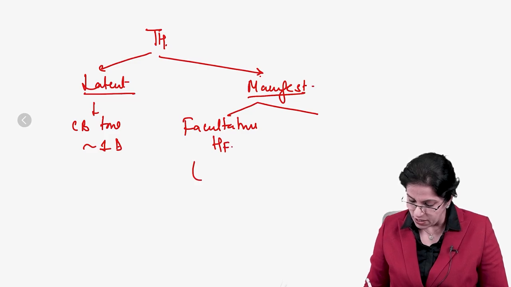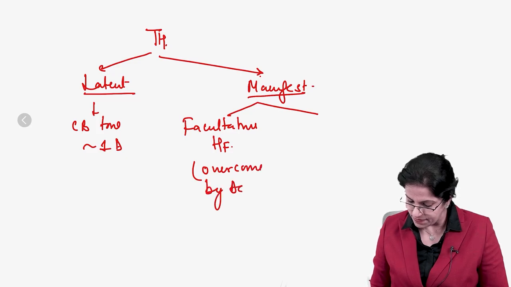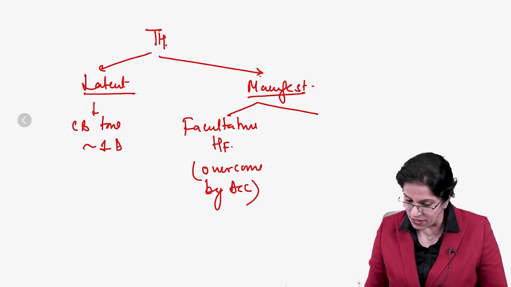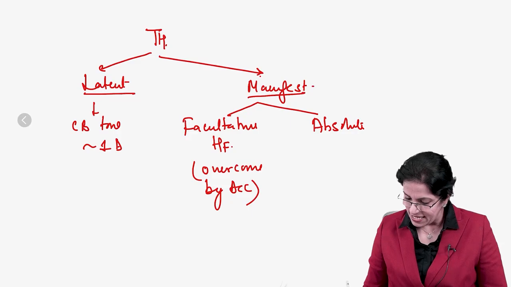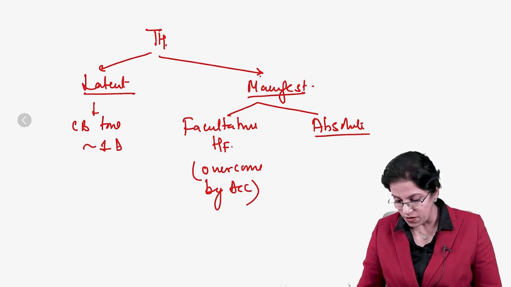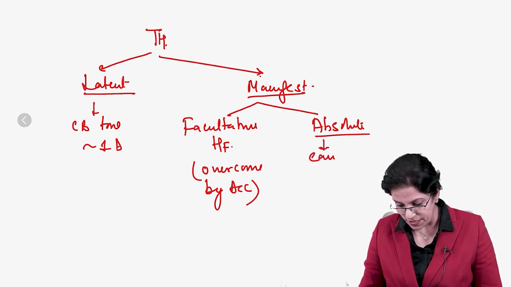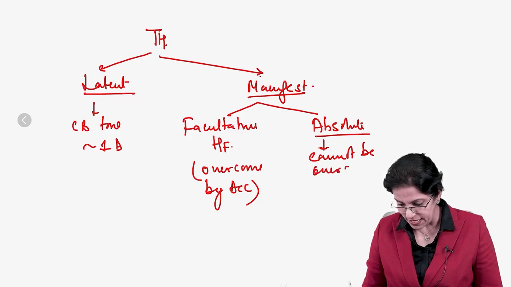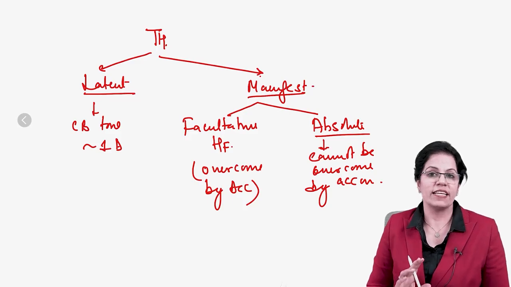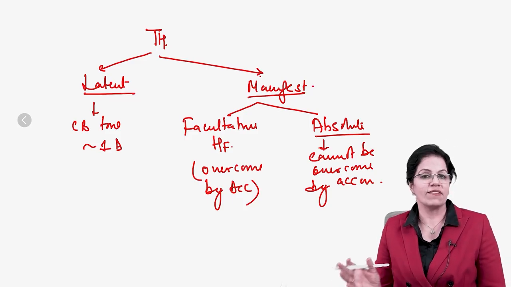This means it can be overcome by accommodation. And the rest of it is called absolute. Absolute hypermetropia cannot be overcome even by accommodation. Is it okay now? Got it, all of you? So this is how you divide total hypermetropia first into latent and manifest, and manifest into facultative and absolute.